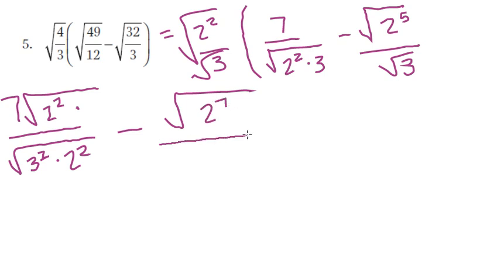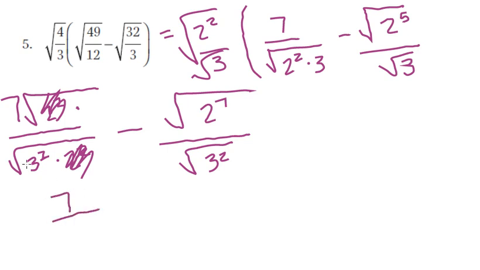And then in my denominator, I am doing root 3 times root 3. So I have the square root of 3 squared. So when I go to simplify here, I've got under the radical 2 squared. Under the radical, I've got 2 squared. So that piece is going to cancel out with that piece. So there's nothing left underneath your radical in the top. So that just becomes 7.